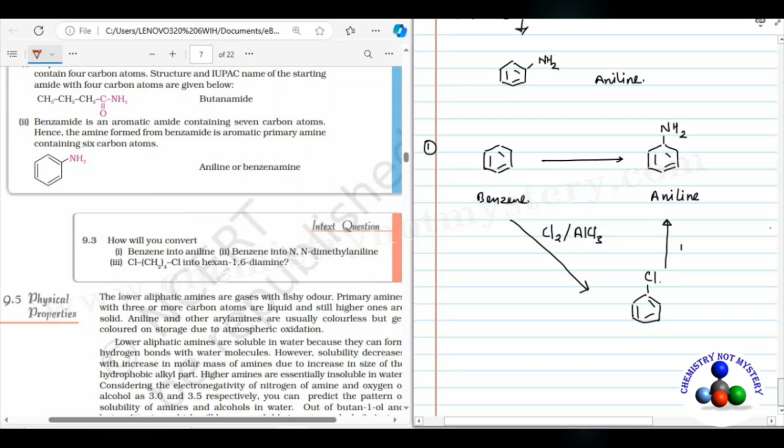So here you can use NH3 in excess in presence of ethanol.